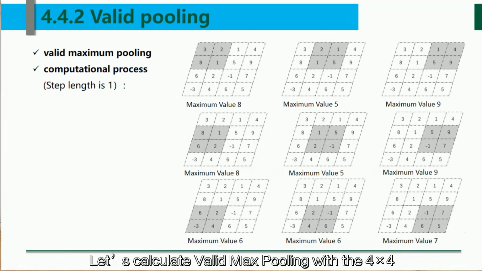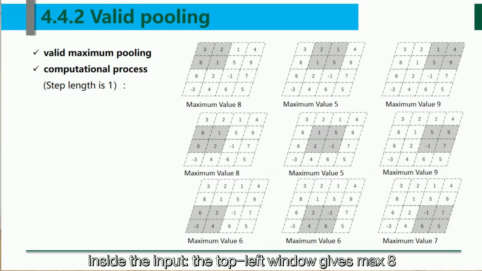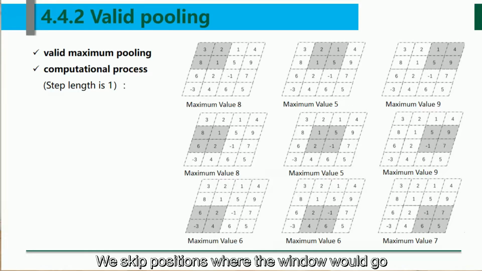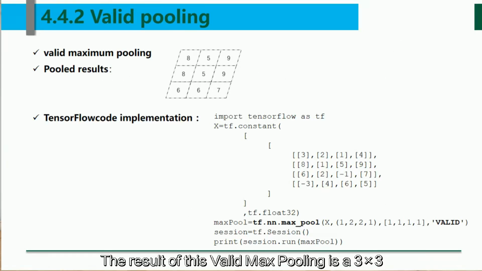Let's calculate valid max pooling with the 4 multiplied by 4 input and 2 multiplied by 2 window, step size 1. We slide the window only where it fits fully inside the input. The top left window gives max 8, the next gives 8, and so on. We skip positions where the window would go beyond the 4 multiplied by 4 input, so the output ends up smaller than the input, with max values labeled on the slide. The result of this valid max pooling is a 3 multiplied by 3 tensor, smaller than the 4 multiplied by 4 input.